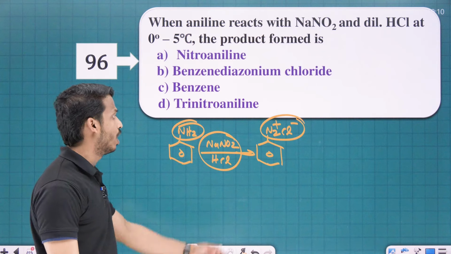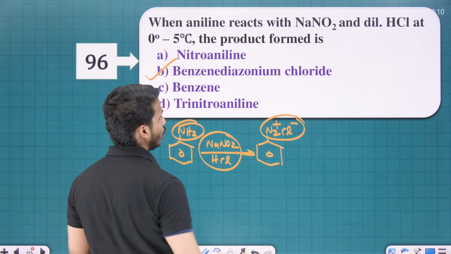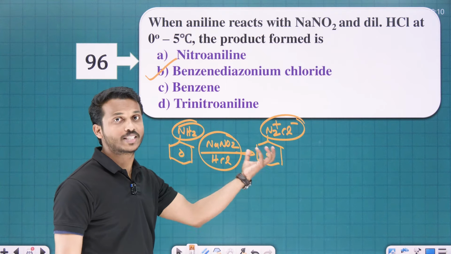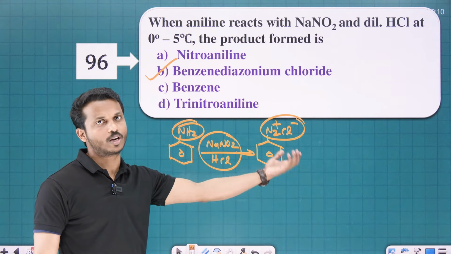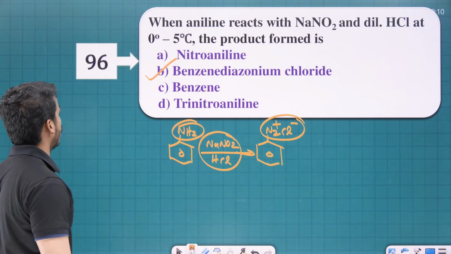What is this compound called? Benzene diazonium chloride. Don't convert it into alcohol, because it's already a stable compound, so in normal water it won't react. So when aniline reacts with NaNO2 and HCl, it gives diazonium salt.